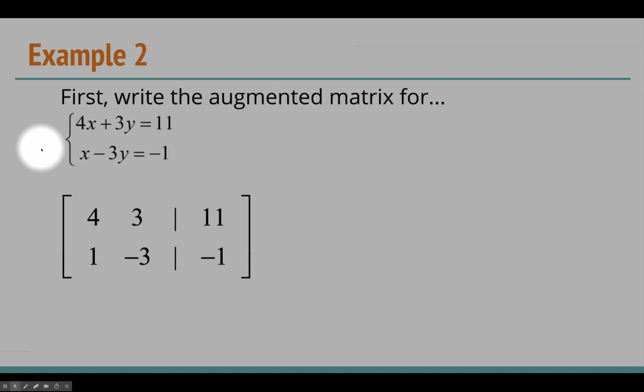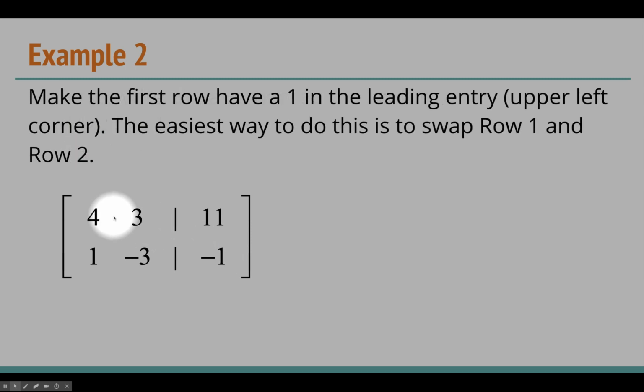So our first step is to take this system of equations and write the augmented matrix for it. So up here, the first equation is 4x plus 3y equals 11. So I have a coefficient of 4, then a coefficient of 3, then a coefficient of 11. The second row is 1x minus 3y is equal to -1. So I have a coefficient of 1 for x, -3 for y, and -1 for the constant term. That's our first step.